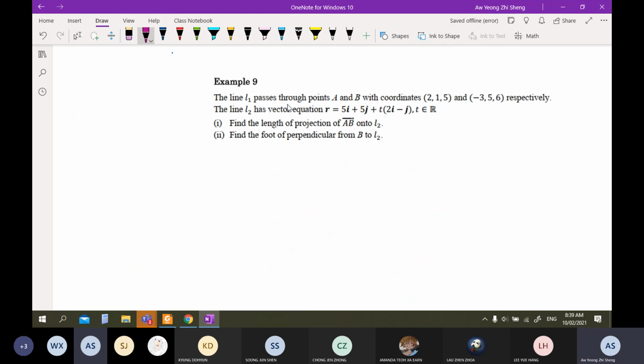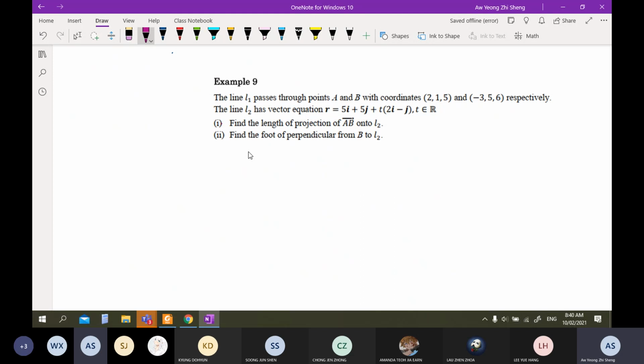The line L1 passes through points A and B with these 2 coordinates. L2 has this vector equation. Part 1 says find the length of projection of AB onto L2. When you are given these 2 pieces of information about the 2 lines, we are not sure whether the lines will intersect or not. Later in this chapter, we will learn that it's possible for 2 lines to not intersect at all.